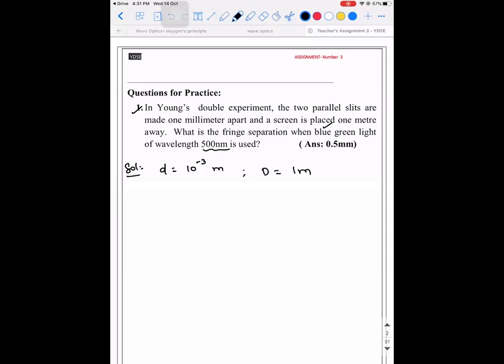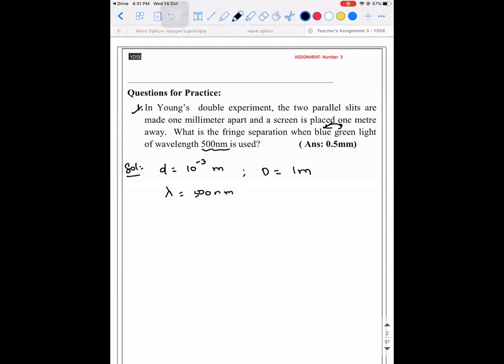Since two colors are used, you need not worry about whether it is monochromatic or something. Just go with it. 500 nanometer is actually a mix of these two colors. So the wavelength is how much? 500 nanometer. I think it's a very simple problem.